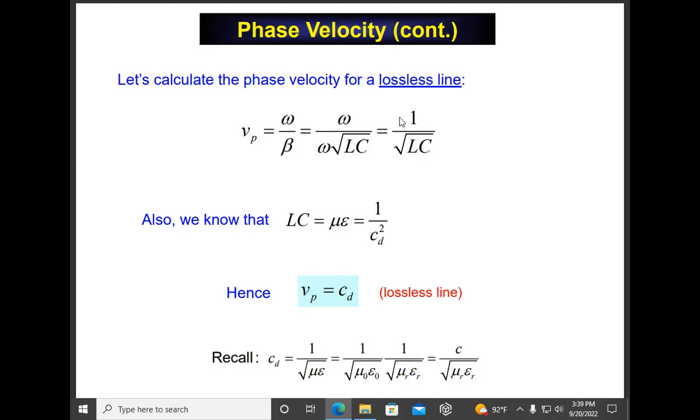Anyway, let me go on here. Now, also we know, remember, that for any line, L times C is mu epsilon. And this could be written as 1 over the speed of light in the dielectric squared, because the speed of light in the dielectric is 1 over the square root of mu epsilon.